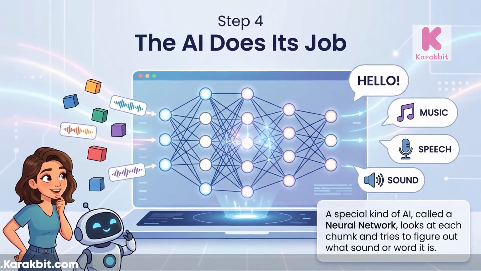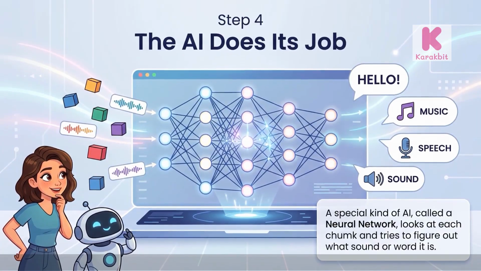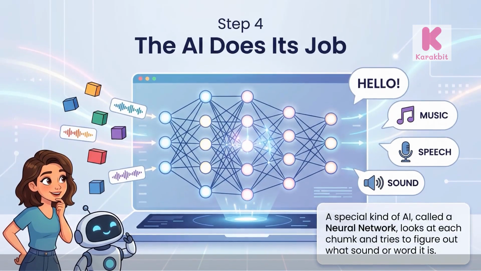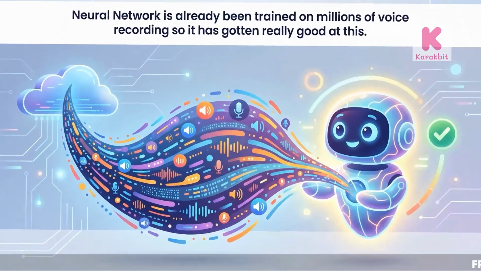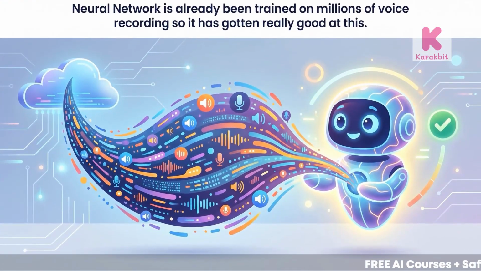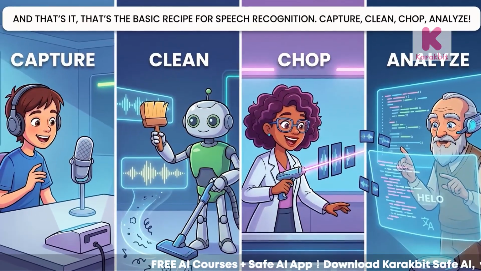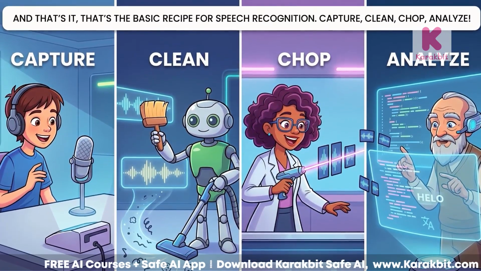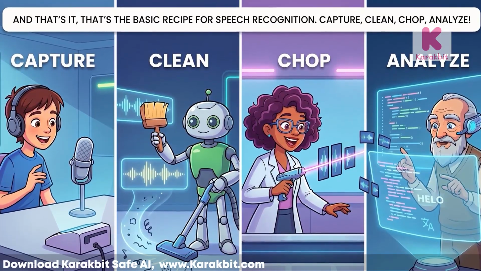Step 4. The AI does its job. A special kind of AI called a neural network looks at each chunk and tries to figure out what sound or word it is. It has already been trained on millions of voice recordings, so it's gotten really good at this. And that's it. That's the basic recipe of speech recognition. Capture, clean, chop, and analyze.